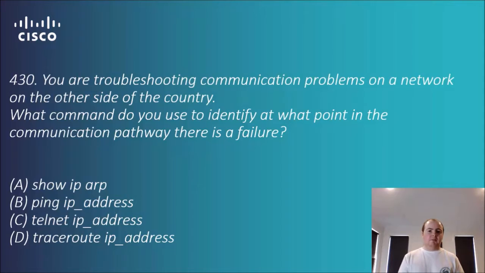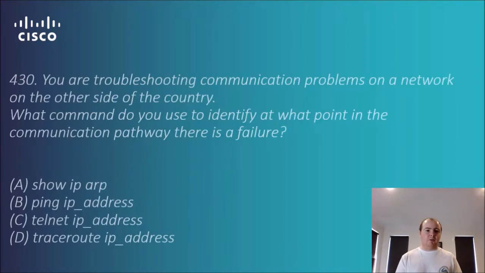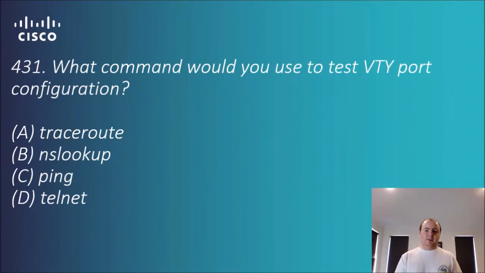Okay, so if you want to know whether a device is online or responsive, you can go with the ping. We don't really need to know about the ARP, that's sort of more local. So that rules down a few. Don't need a telnet, so the answer is D. Traceroute, IP address. So whenever you're trying to find out how something is communicating or where it's breaking down, traceroute is really good to do. So use that wisely. 431, what command would you use to test the VTY port configuration?